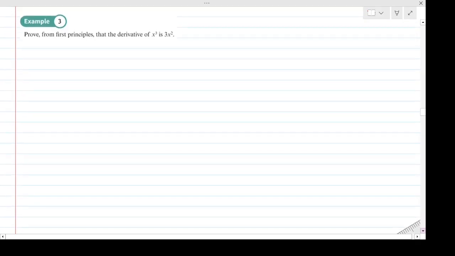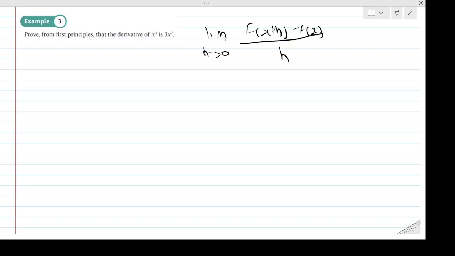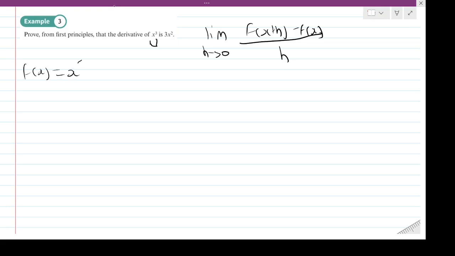Now we're asked to prove from first principles. So remember, first principles is my formula: the limit as h tends to 0 of f of x plus h minus f of x, over h. That is in the formula book again. That's first principles. Prove from first principles that the derivative of x cubed is 3x squared. So again, I have a function here. My function is just my expression, x cubed. So f of x is x cubed. Then we want to show that the derivative is 3x squared.